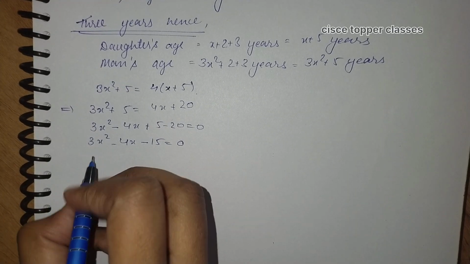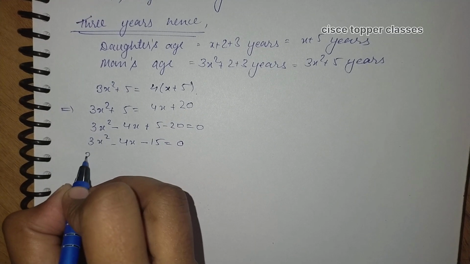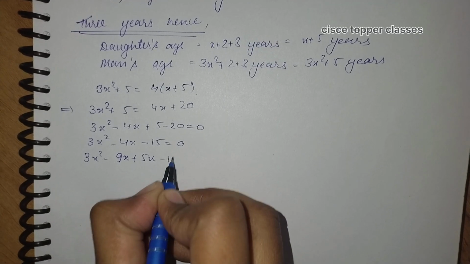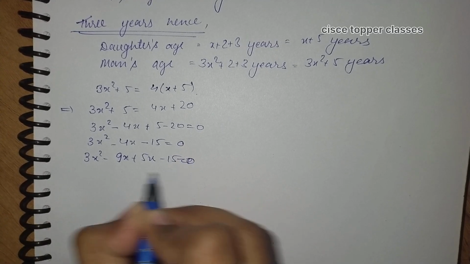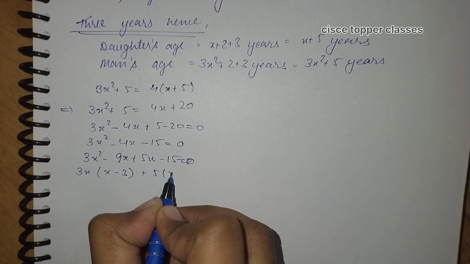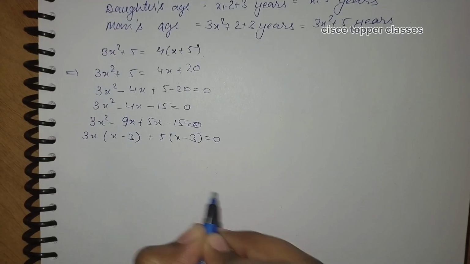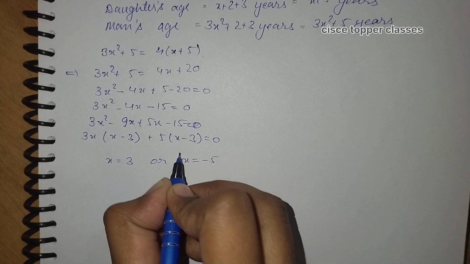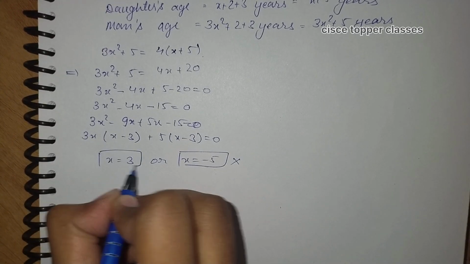So here we can factorize this, because 15 into 3 will be 45, and 3x square minus 9x plus 5x minus 15 equal to 0. Factorizing this, 3x is common, x minus 3 plus 5 is common, x minus 3 equal to 0. From that, x is equal to 3 or x is equal to minus 5. So negative value we can't take, so x is equal to 3 we will take.